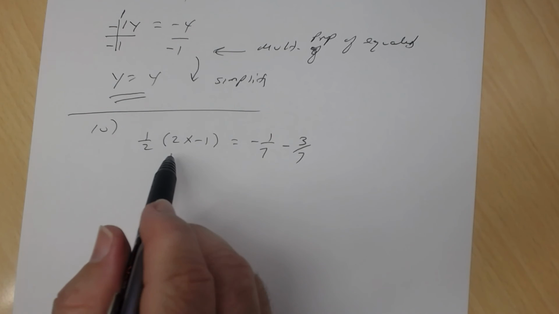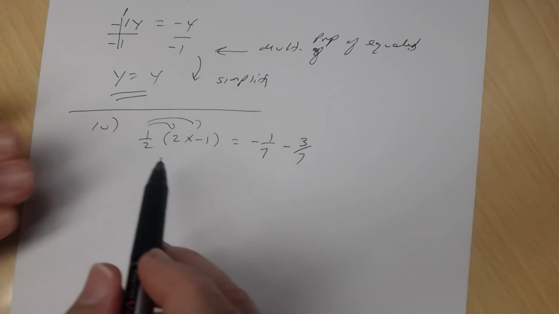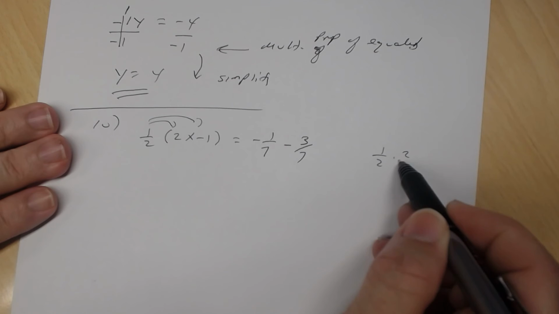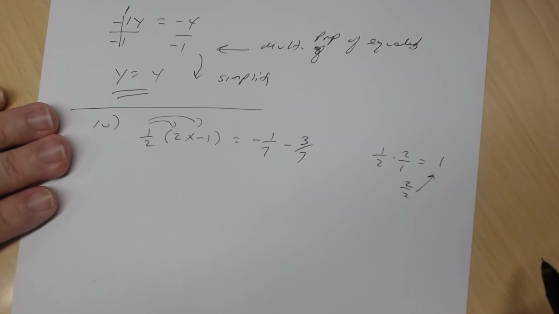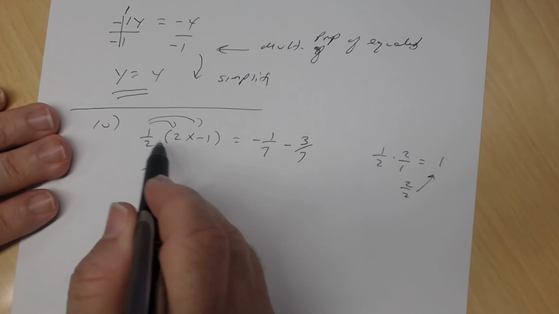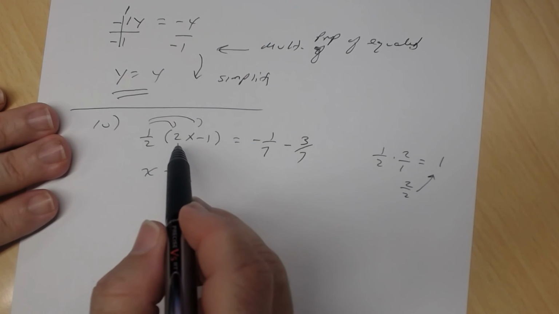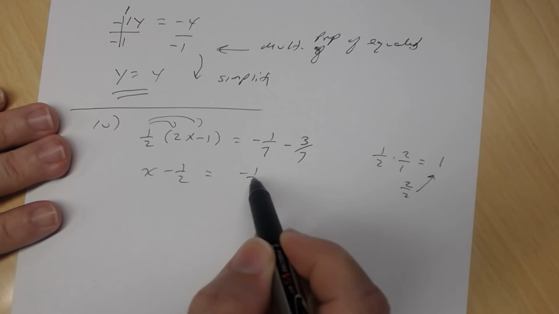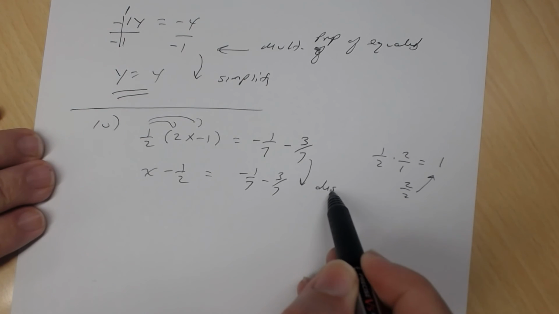Okay, so notice I have parentheses. I just have it on the left side, so I'm using distributive property first off. Okay, so 1/2 times 2x, remember 1/2 times 2. 2 is 2 over 1, so that's 2 over 2, which is 1. So 1/2 times 2x then is just x. Okay, 1/2 times a negative 1 is a negative 1/2. So when I use distributive property, that gives us x minus 1/2, and that's going to equal negative 1/7 minus 3/7. So to go from here to here, I used distributive property. That's all I used.